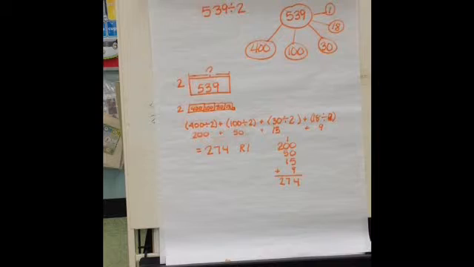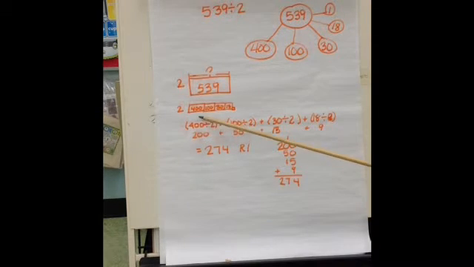539 divided by 2. Okay, right away I know that this is not going to come out evenly. I'm going to have a remainder. So I'm going to start just by breaking it down into what I know I can divide evenly by 2. I know I can take out 400. I can take out another 100, so that's 500. I'm left with 39. I'm going to choose to take out 30 and 8. These are all numbers that will divide evenly by 2. I know I have one left over.